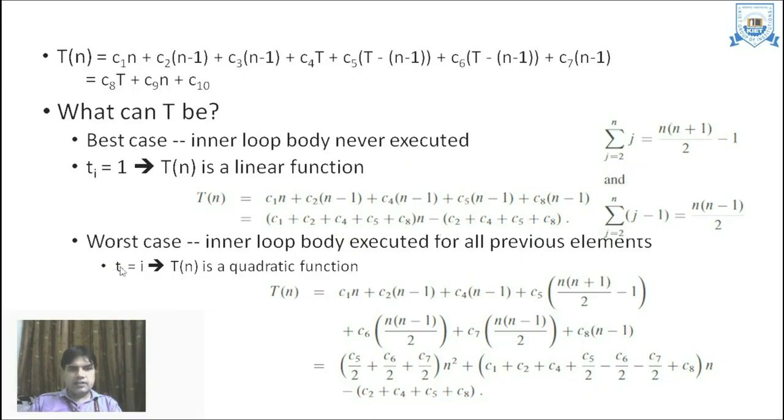In that case, the value of ti would be equal to j, because the loop will completely execute according to the value given by j. Every step will execute according to that value. It will not be 1. So in that case, we will consider these numbers in the expression, and the equation that we'll get would be a quadratic equation where the highest order term is n square. That means as we increase the number of inputs, in the worst case, the time will increase in the form of a square, like quadratically it will increase.